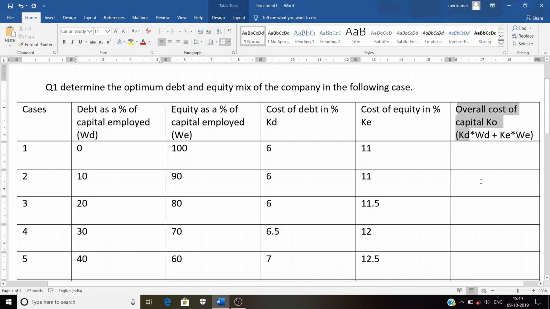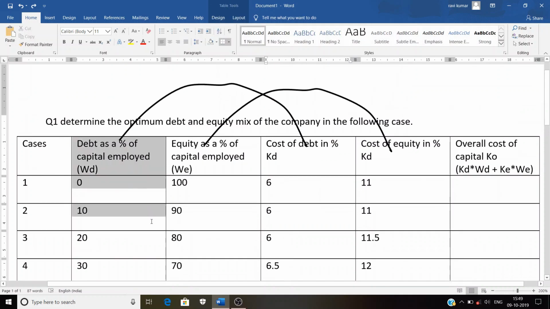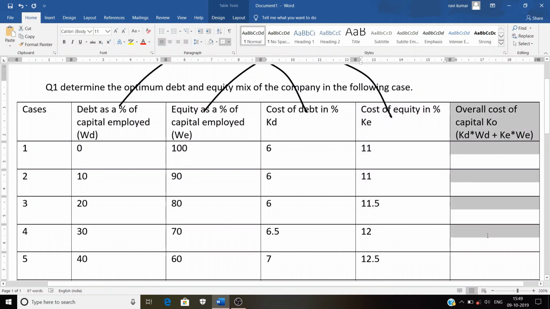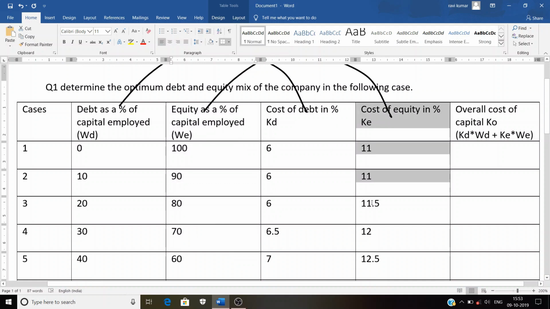So to find the overall cost of capital, we have to multiply the weight of debt with the cost of debt, and the weight of equity with the cost of equity, as you can see here.